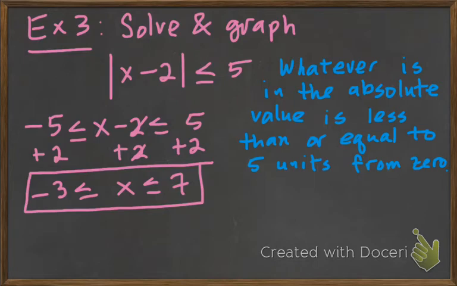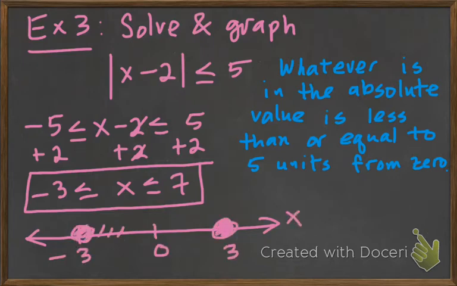I isolate x, I add 2 to all 3 sides of the inequality, and I end up with negative 3 less than or equal to x less than or equal to 7. The graph looks a lot like the inequality, except previously I didn't shade in the point because there was no equal sign. Now I have the equal sign, so I shade in the point. One little correction we will make, which we'll do in blue, is we'll make that a 7 on the right.